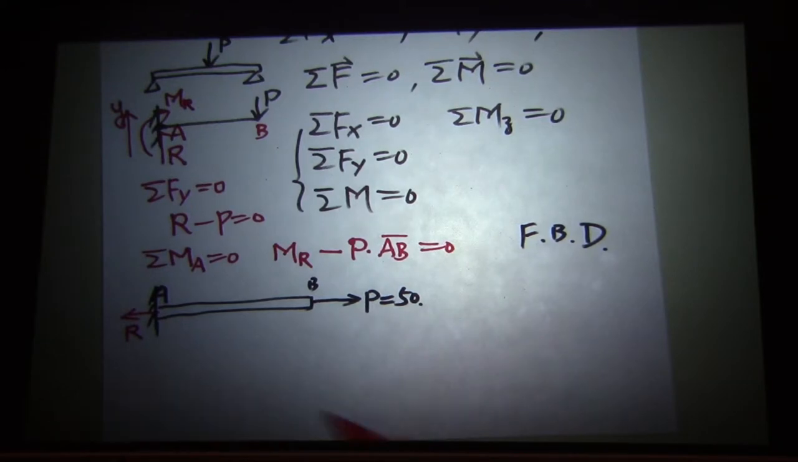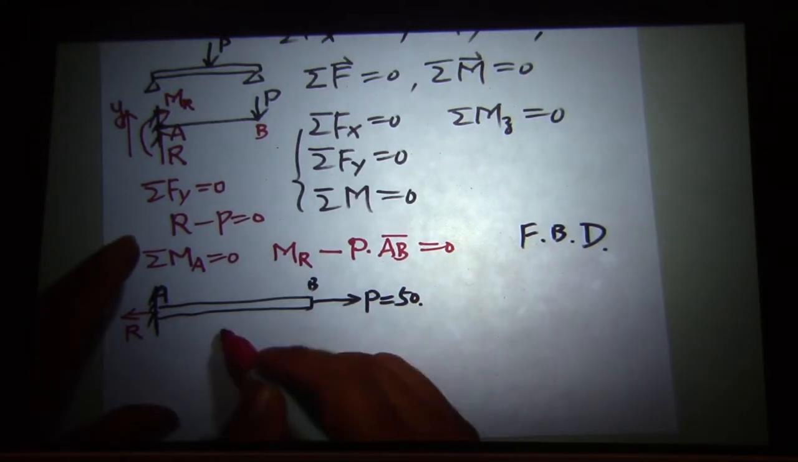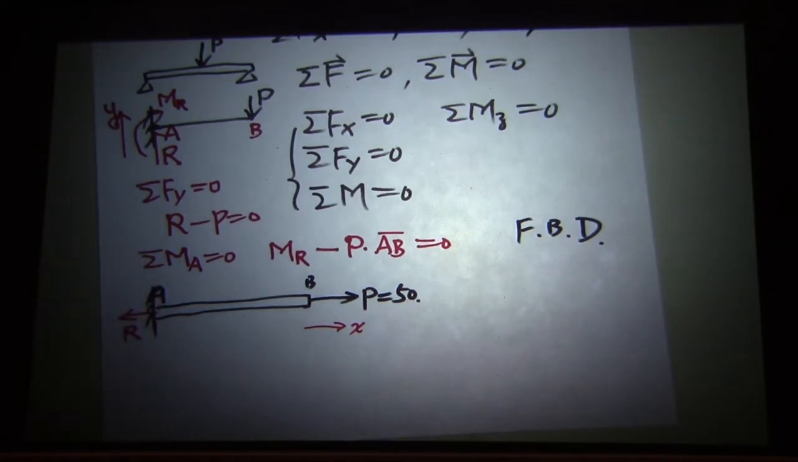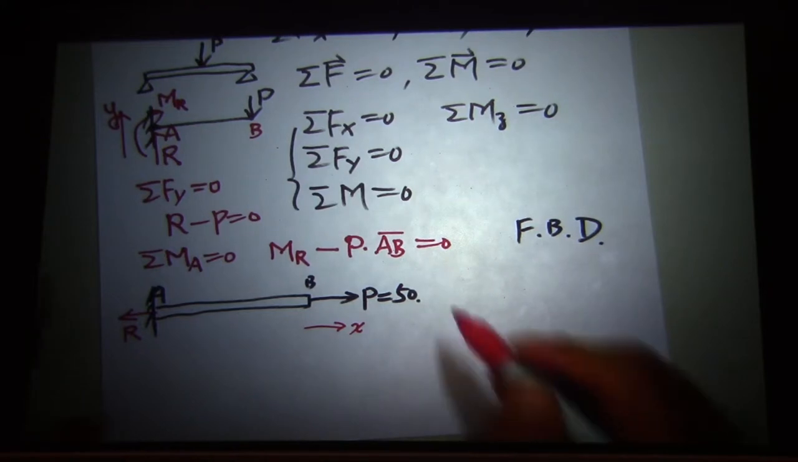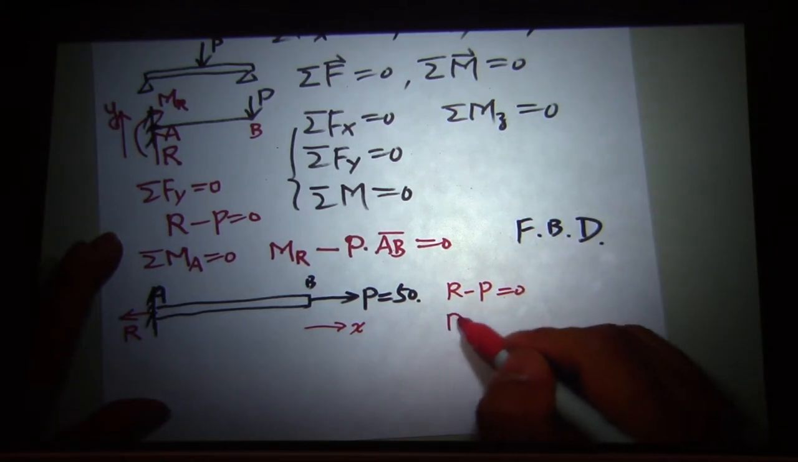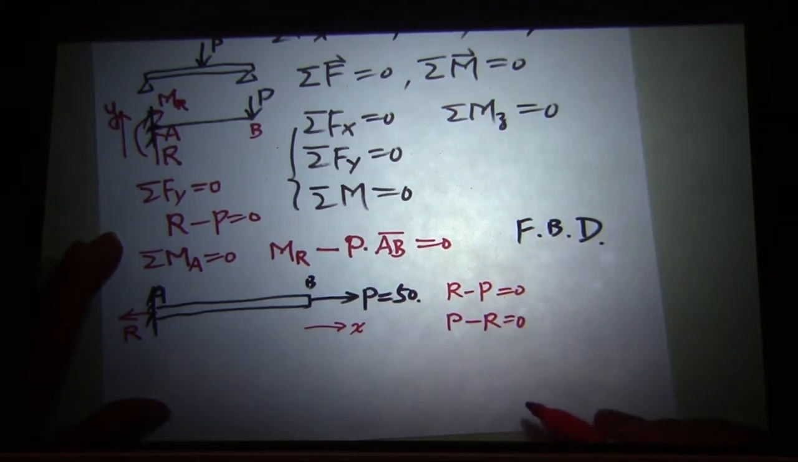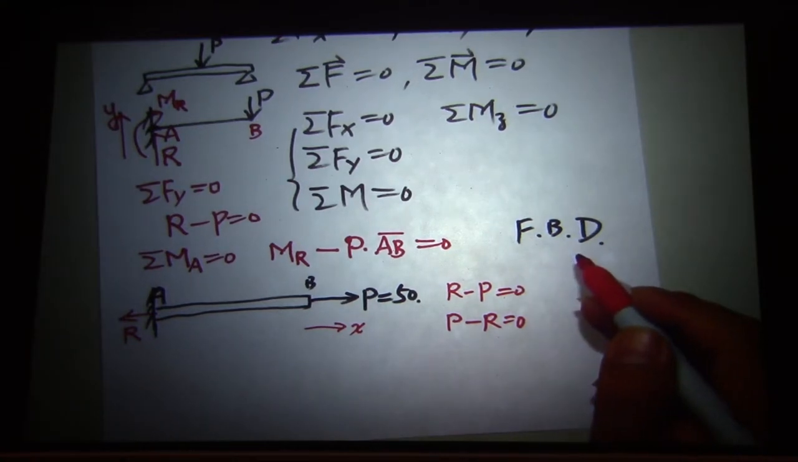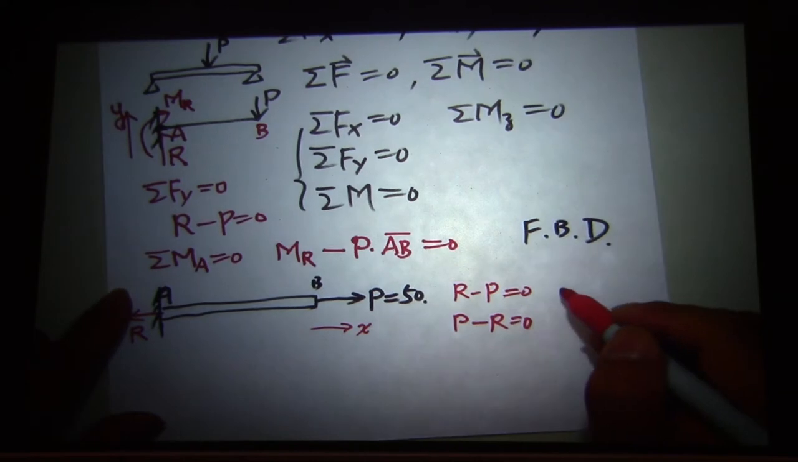Now can we find out R? What's the equation? Sigma Fx equals zero. Let's call this the x direction. All the forces along the longitudinal direction equal zero, so R minus P equals zero. Or someone says, I'd rather write P minus R equals zero. Is this correct? Yes, either one. You define a direction and stick with it, that will be fine. That gives R equals 50.